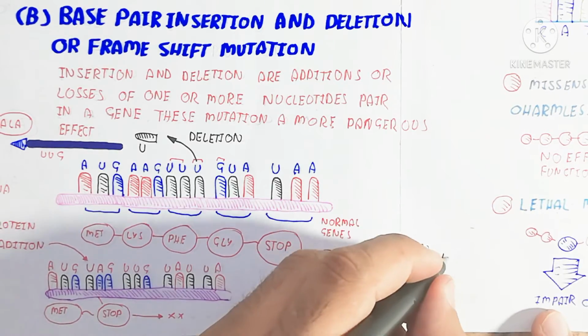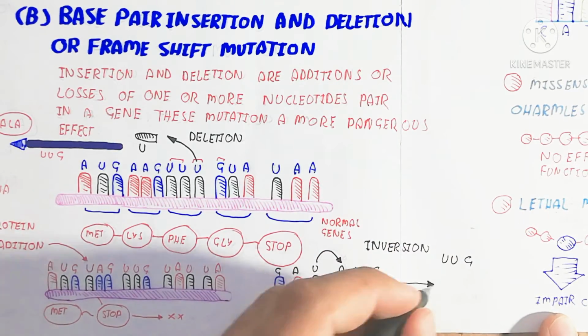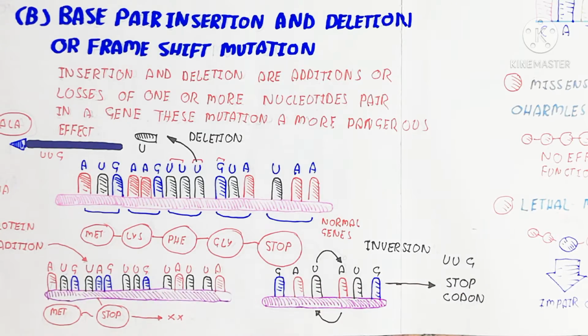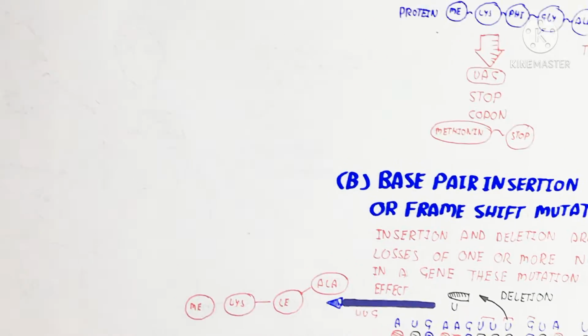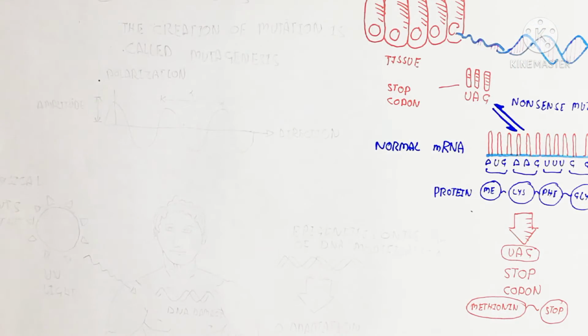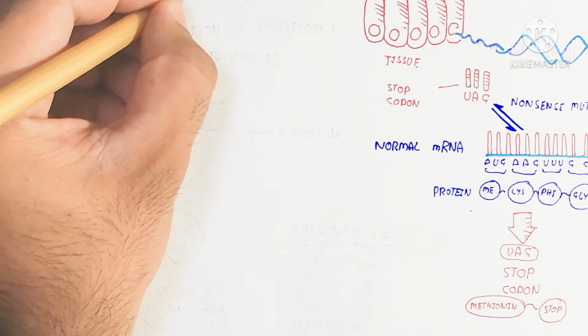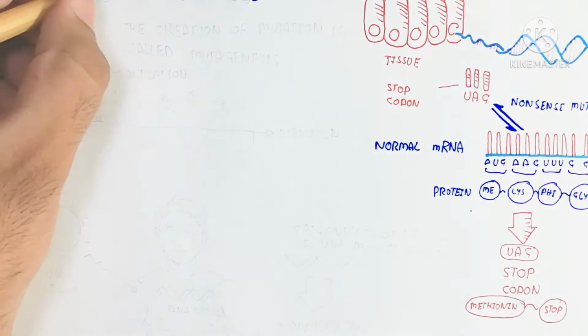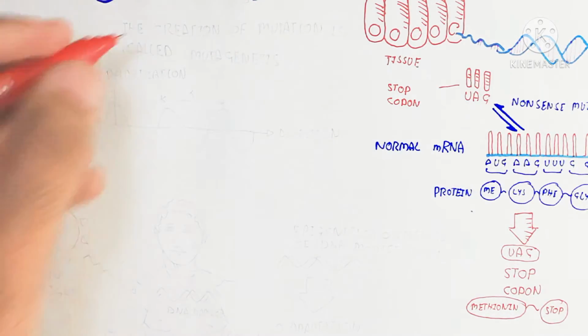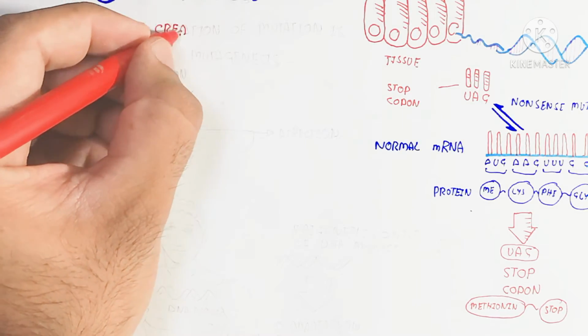translation goes to stop, so this is a stop codon, while here is the inversion. So the inversion of the nitrogenous base nucleotide basically leads to a stop codon also. So that means base pair insertion and deletion, or frameshift mutation, will occur.